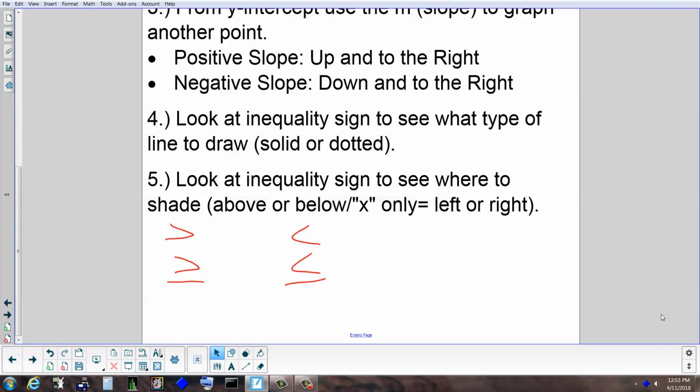But again, remember, this is greater than or equal to, less than or equal to. All right, guys, on your notes, we're going to go right to example number 3, the word problem.